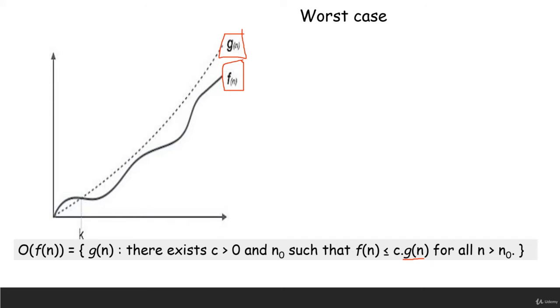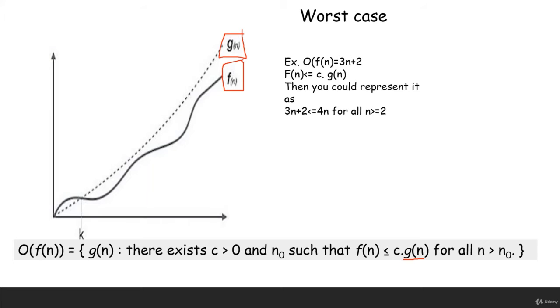So let's take an example on it. We are calculating worst case, hence big O of f of n is taken in consideration. Now f of n is again 3n plus 2. Now we have to find such a value of g of n which satisfies this equation. So let's replace f of n by 3n plus 2 is less than equal to, now I took g of n as 4n.